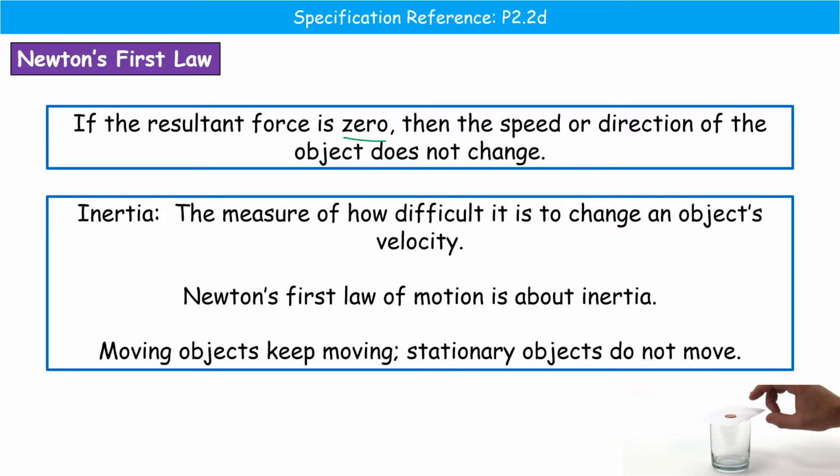And what we're really going to consider when we're working out whether this is actually going to have an effect on an object or not is this idea of inertia. Now, inertia quite simply is a measure of how difficult it is to change an object's velocity. So realistically, when we're talking about Newton's first law of motion, it's all about inertia.